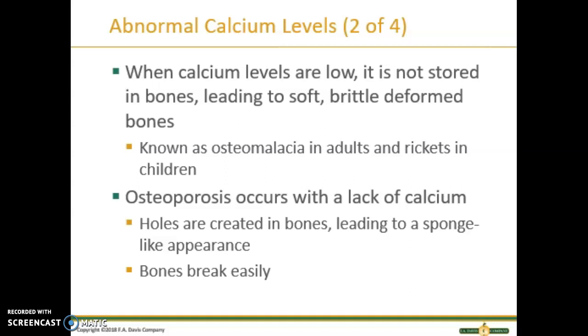And here we see that explained. When calcium levels are low, it's not stored in the bones. It leads to soft, brittle, deformed bones, known as osteomalacia in adults and rickets in children. And then osteoporosis occurs with lack of calcium, where holes are created in the bones, and it leads to a spongy-like appearance, and bones break easily.